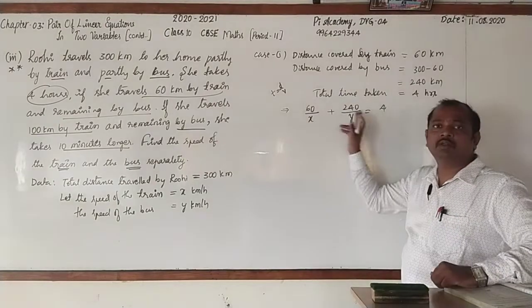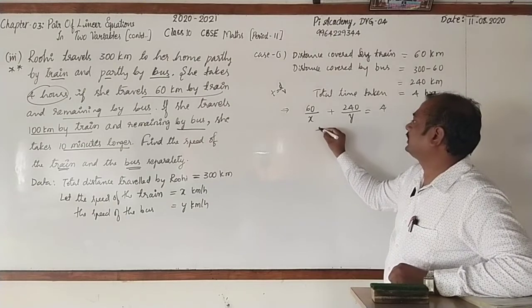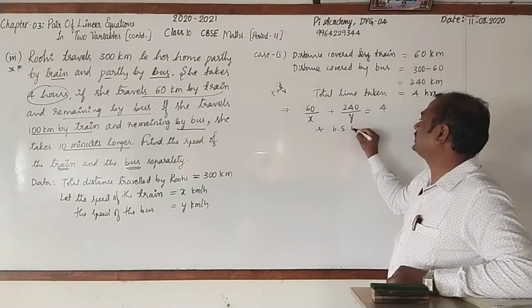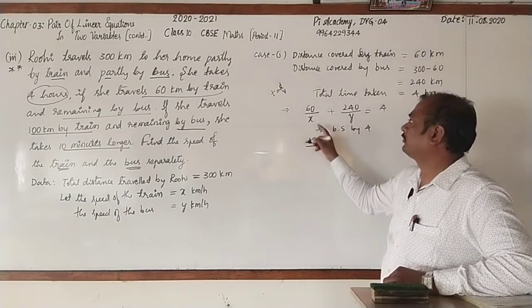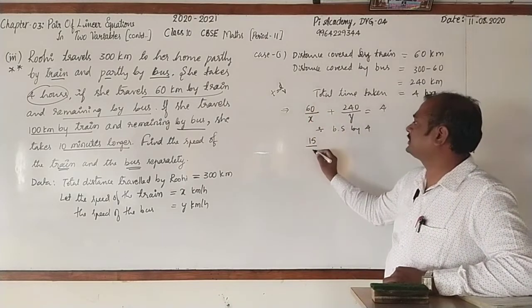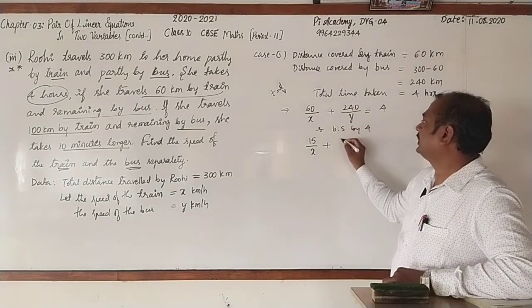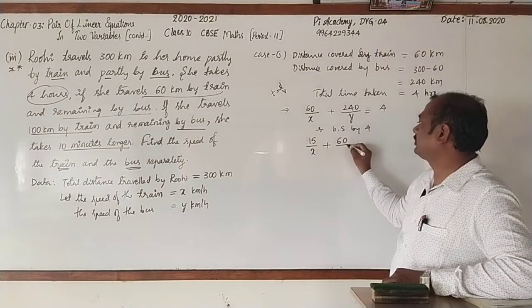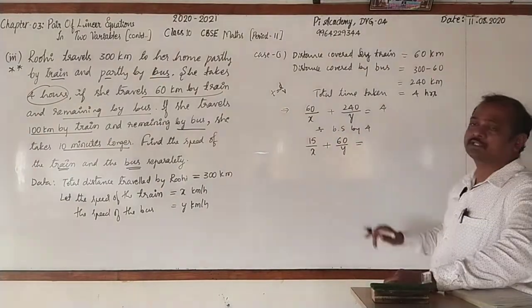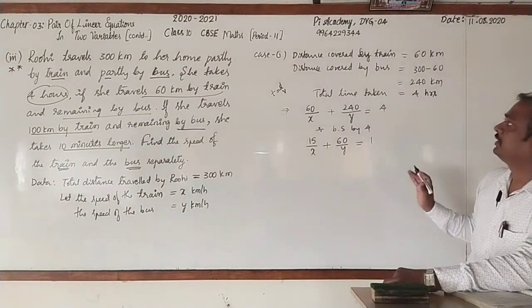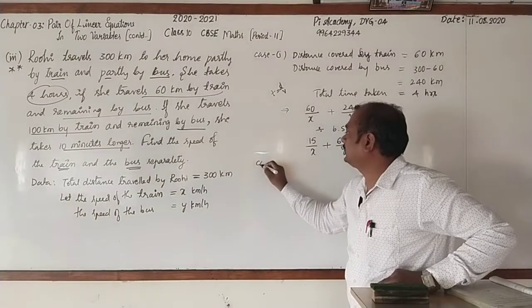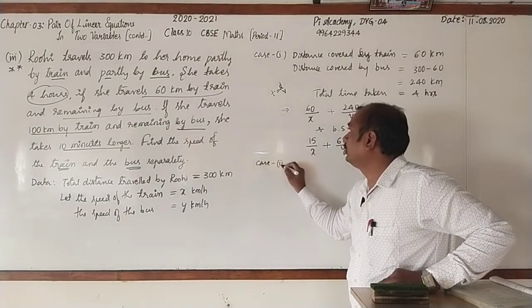Now observe, all the terms are the multiples of 4. Let us divide both sides by 4. Then 4 15s are 60, so 15 by x. Then 4 60s are 240, so 60 by y. It is equal to 1. Got it? Now, let's move on to case 2.